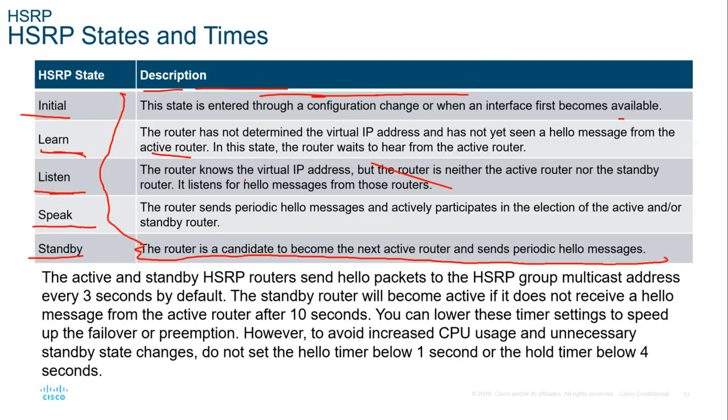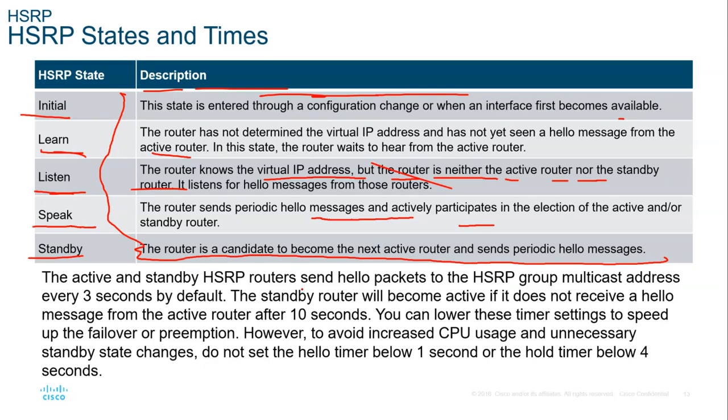Then listen: the router knows the virtual IP address, but the router is neither the active router nor the standby router. Then speak: the router sends periodic hello messages and actively participates in the election of the active and or standby router. Lastly, standby: the router is a candidate to become the next active. It is on standby to become an active router.